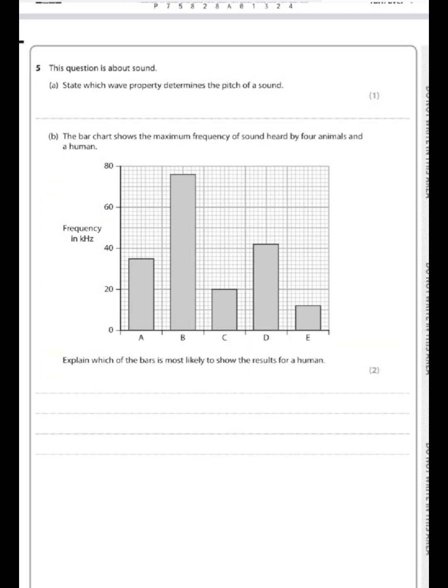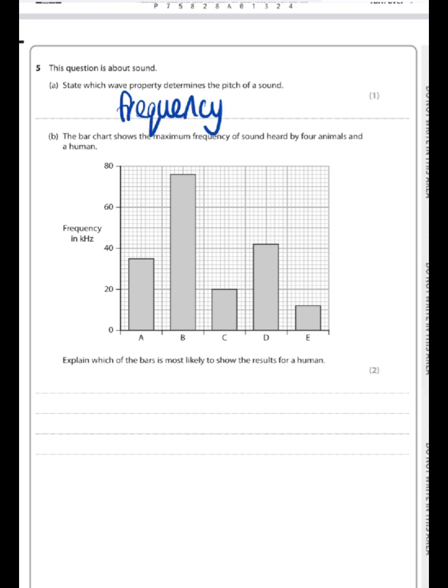Question on sound. State which wave property determines the pitch of a sound. So pitch is how high or low a sound is, and that's down to the speed of the vibration, because fast vibrations give high sounds and slow vibrations give a low pitch sound. So that property is the frequency of a wave.